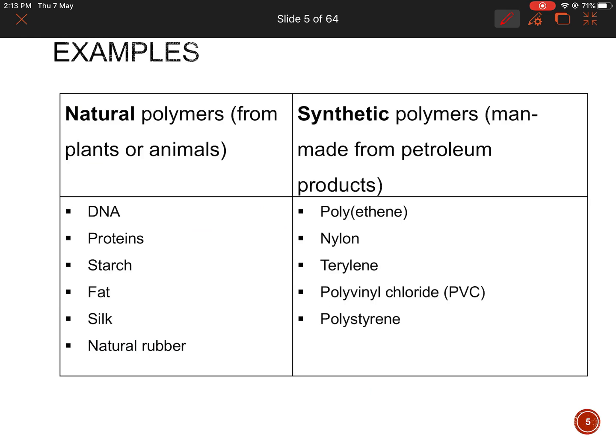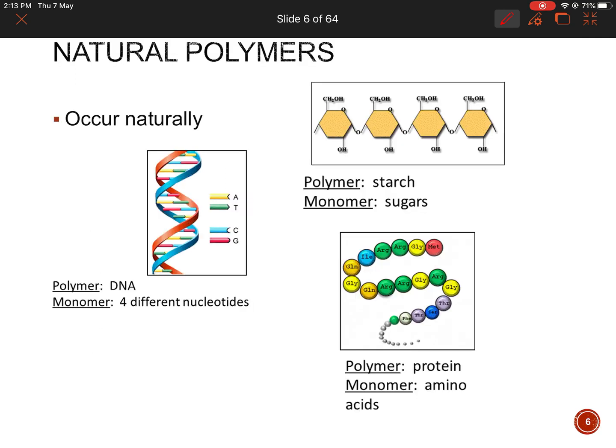So in nature, there are actually many examples of polymers. DNA, protein, starch, all these are long chains of molecules. But we have also created our own man-made synthetic polymers, all from petroleum fractions. So polyethylene, nylon, etc. are all synthetic polymers. So natural polymers occur naturally.